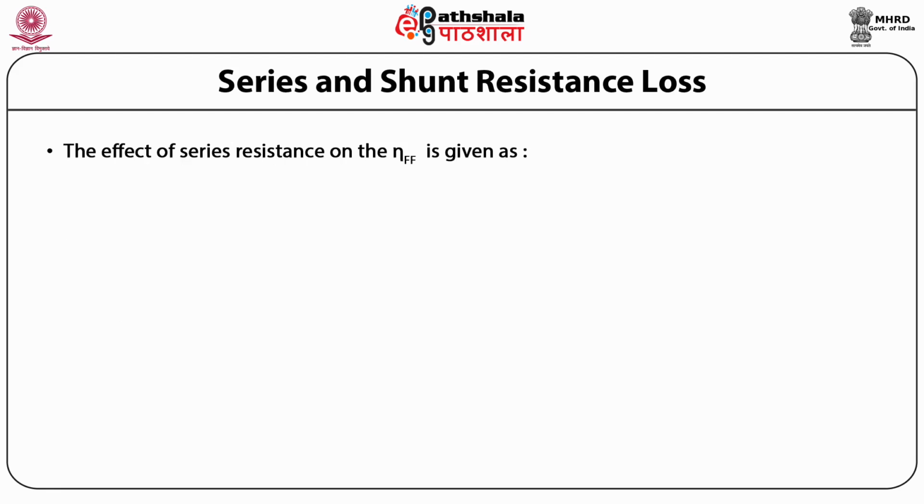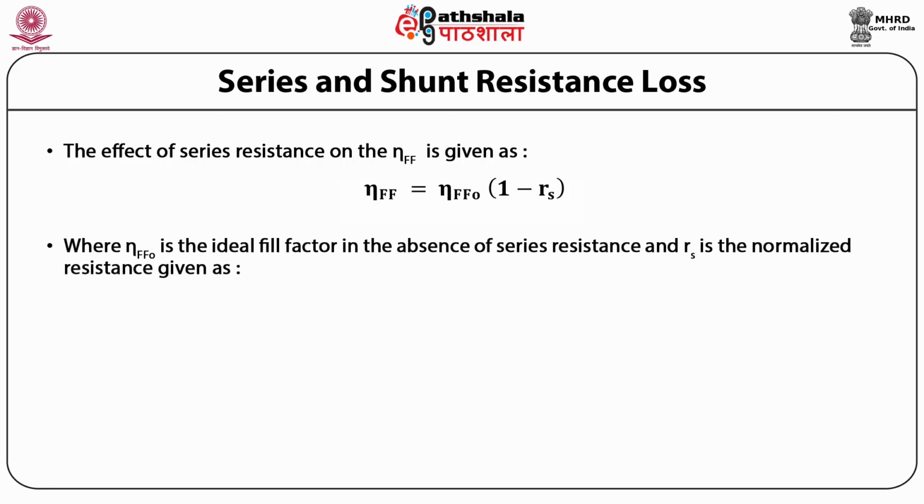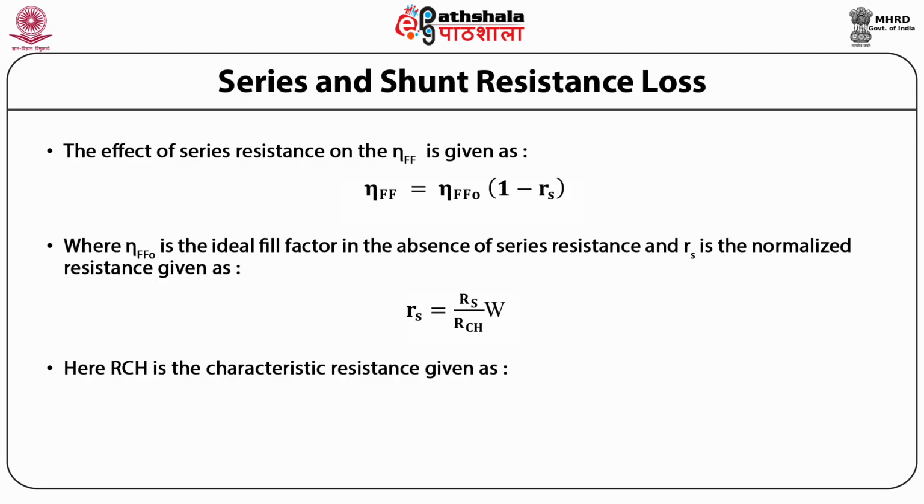The effect of series resistance on the fill factor is given by eta FF equal to eta FF naught multiplied by (1 minus rs), where eta FF naught is the ideal fill factor in the absence of series resistance, and small rs is the normalized resistance, which is given by capital RS divided by RCH, the characteristic resistance. And this RCH is equal to VOC by ISC.